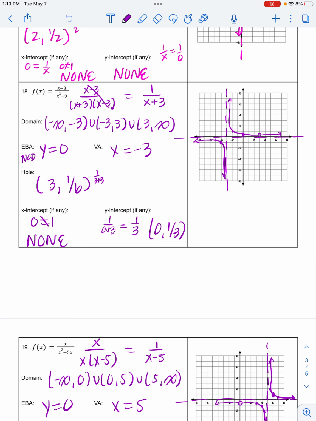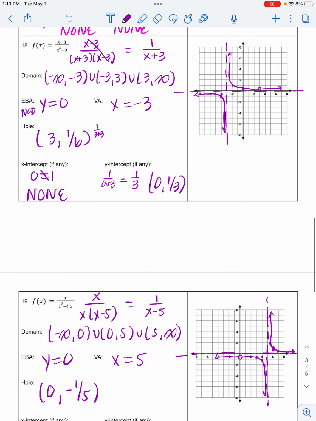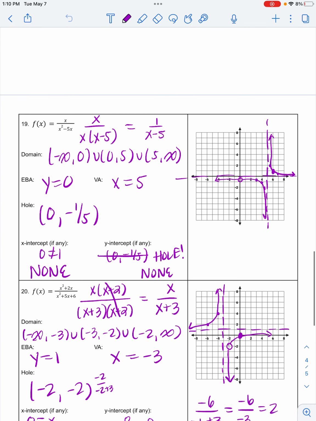Okay, so here are your answers. Hopefully number 18, you saw there will be a break at -3 and 3, but one of them is going to be a vertical asymptote and one will be a hole. You won't have any x-intercepts because of that asymptote at y = 0. Here's 19 and 20.